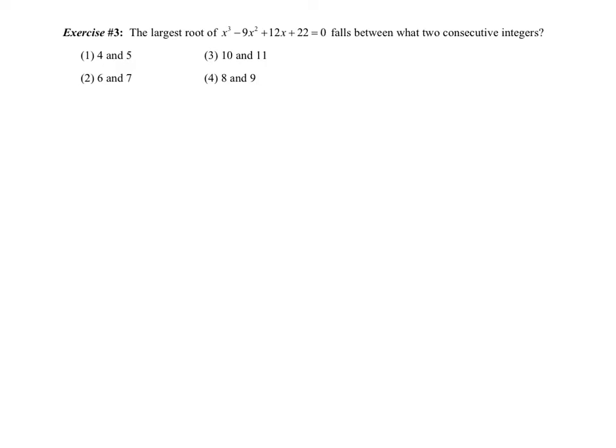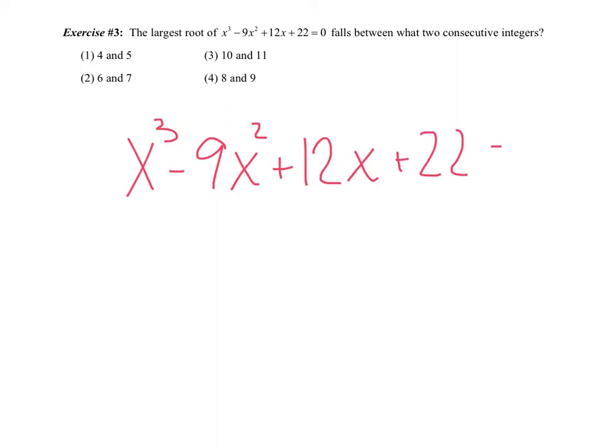Exercise 3. The largest root of x cubed minus 9x squared plus 12x plus 22 falls between what 2 consecutive integers? All right, so let's take a look at that function. Notice it wants the root, so I'm setting my equation equal to 0. Now I can't pull out a GCF. Does every single term have an x? No. So all I'm going to do is graph this thing.